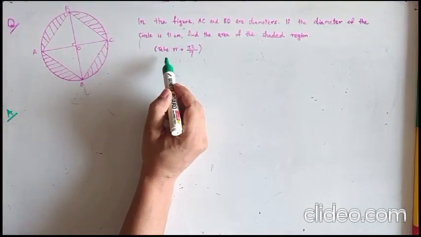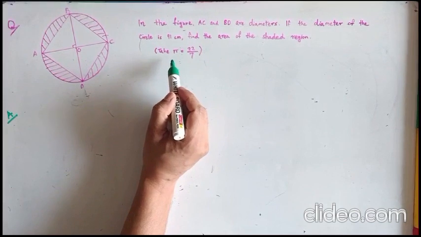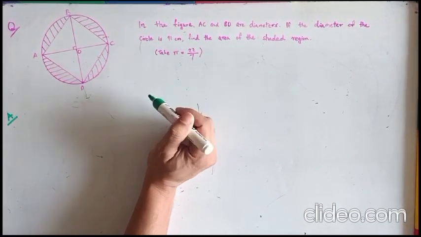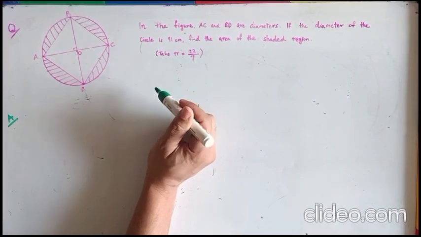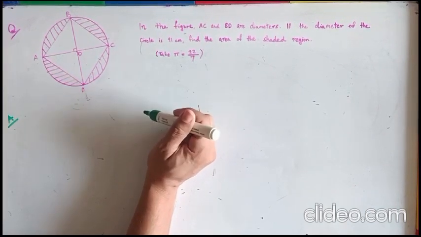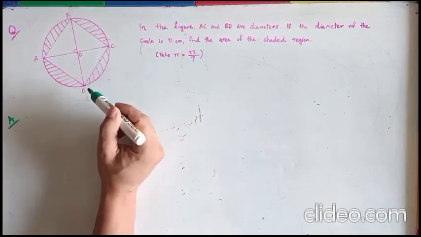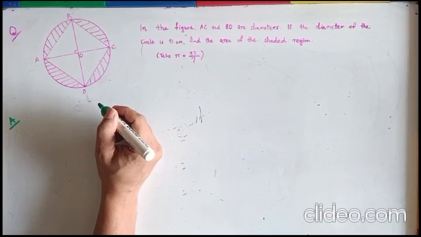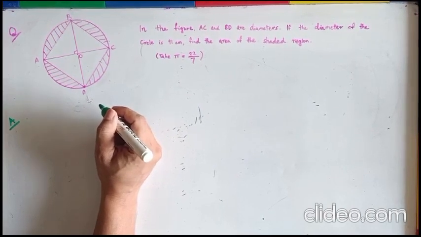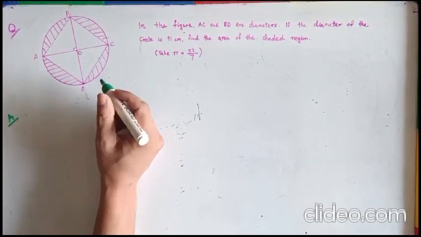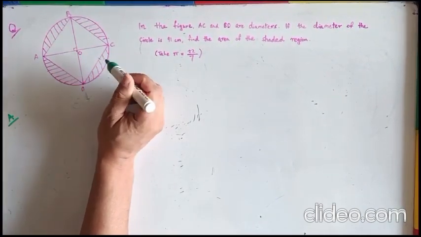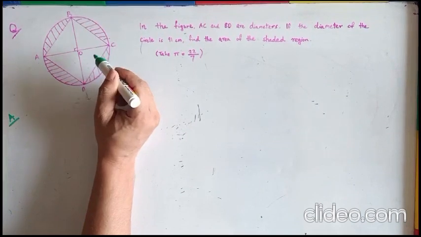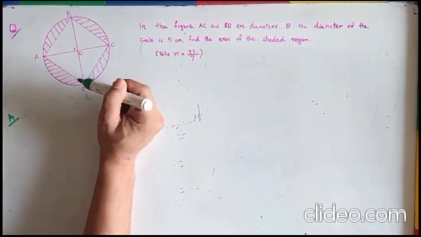As some additional information, we have been told that we should take pi as 22 by 7 instead of 3.14. Now, how do we solve this problem? There is a very simple way of solving this problem. In this circle, we will know very easily what is the area of this entire circle.